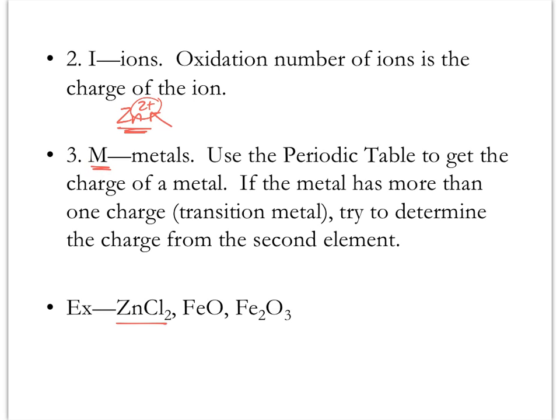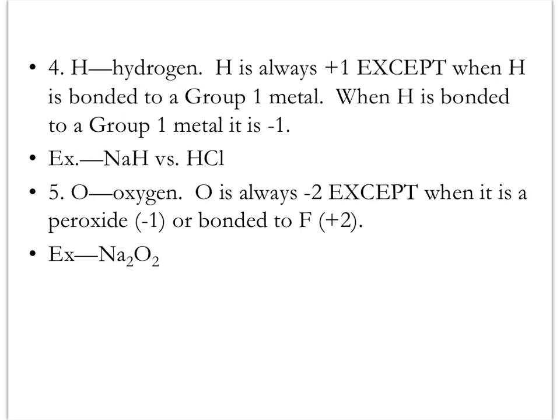So for example, zinc chloride. Well, chlorine's a halogen. Halogens in binary compounds are a -1. So the zinc would be a +2 to cancel it out. And then for the 2 iron oxide compounds, oxygens are going to be -2 in almost every case. So this iron's a +2. This iron would be a +3 to cancel out the quantities and charges.